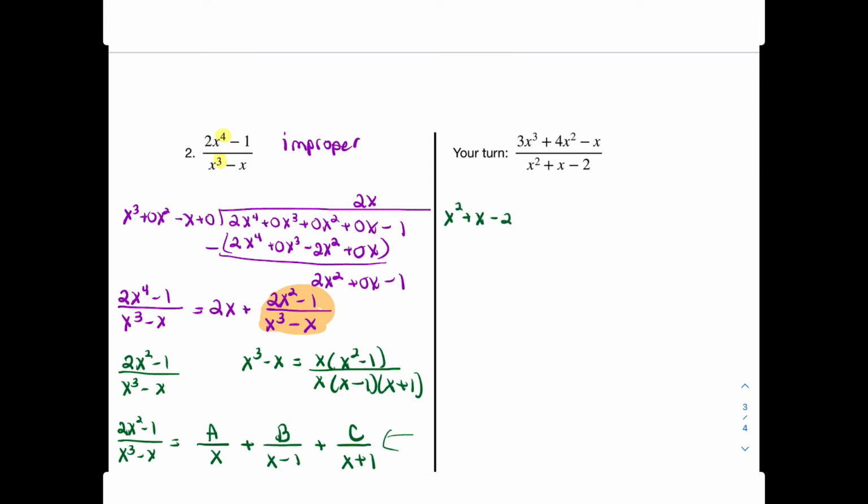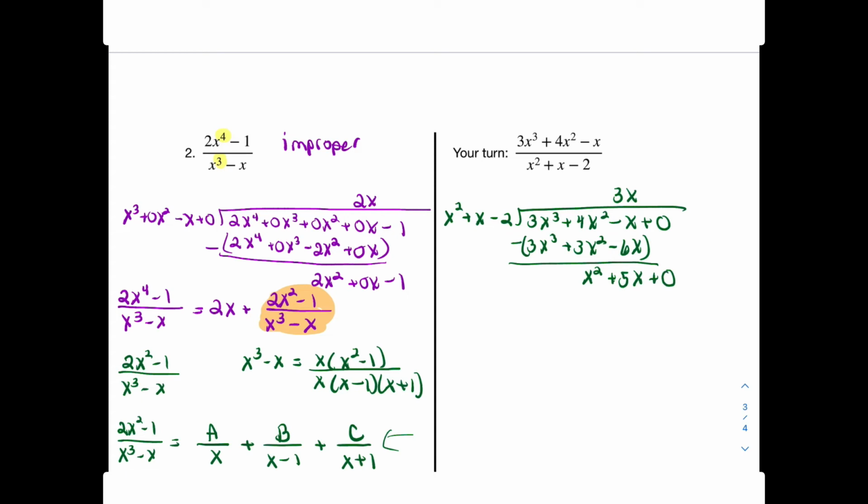Okay, so doing long division, I will divide x squared plus x minus 2 into my numerator of 3x cubed plus 4x squared minus x plus 0. So I'm going to start by multiplying by 3x to every term and then subtracting that. I get x squared plus 5x. Now x squared is not less than the outside, so I've got to do another division. So I can go by 1. So I'm going to multiply everything on the outside by 1 and then subtract that. And I get 4x plus 2.